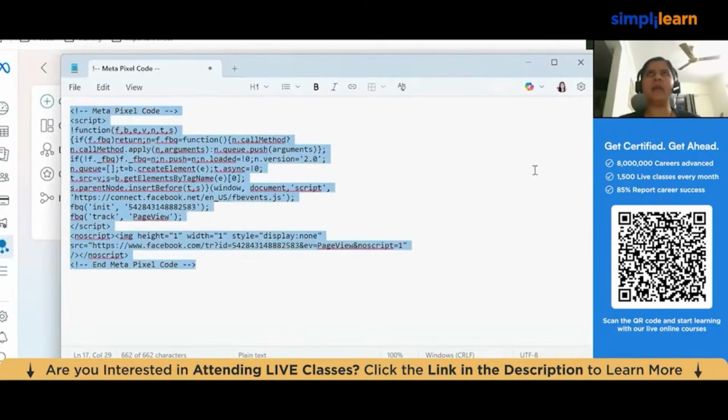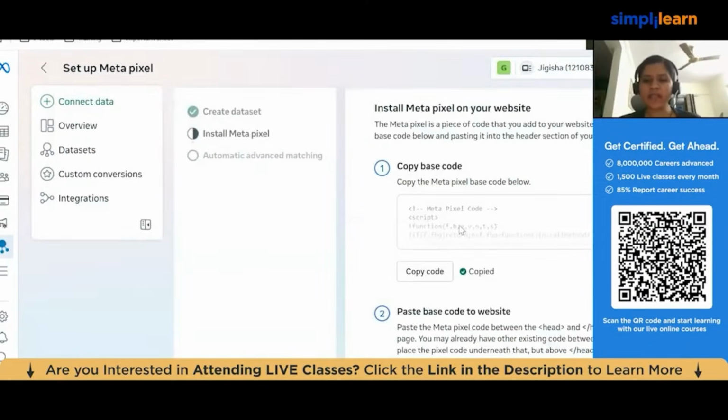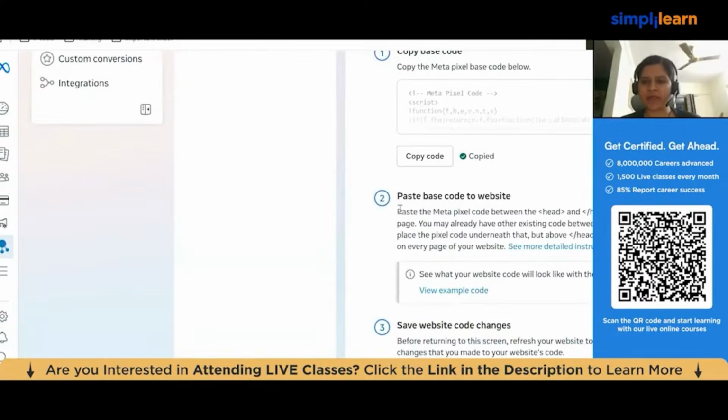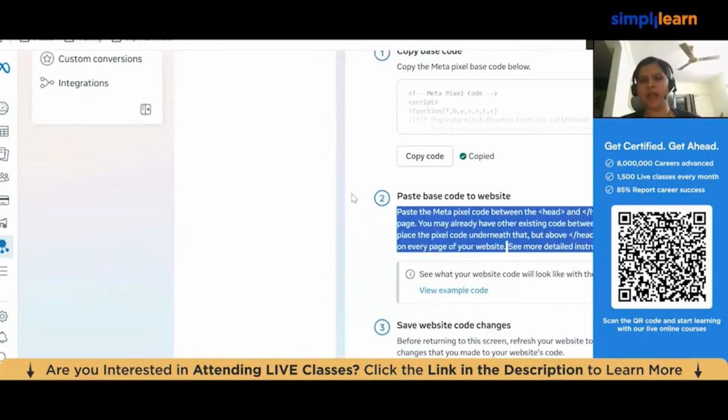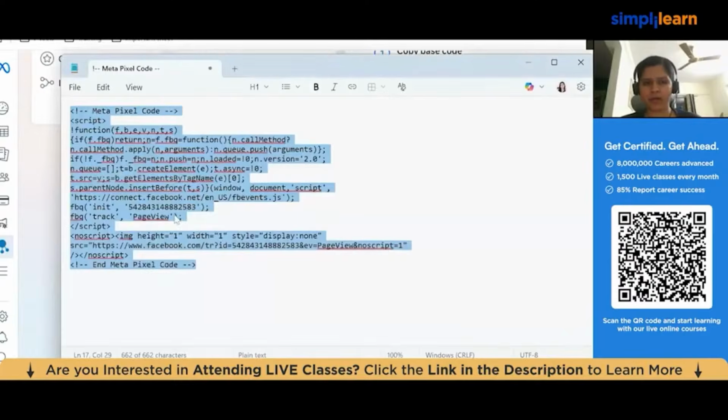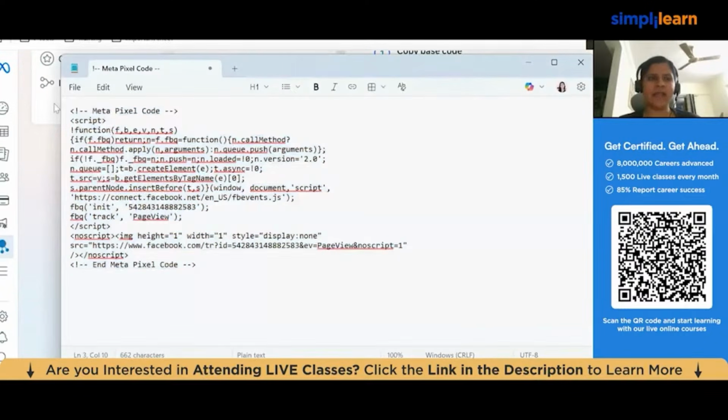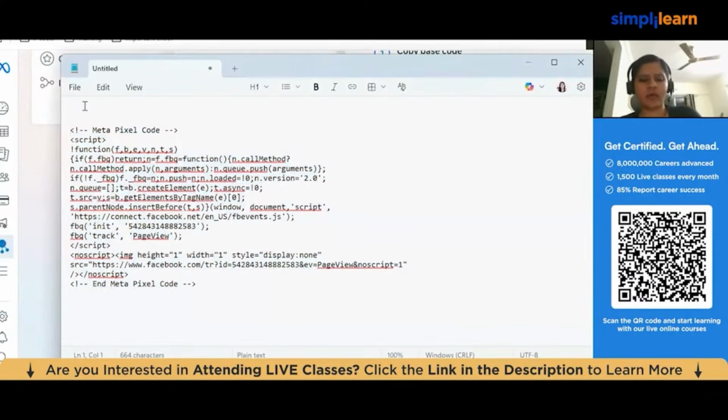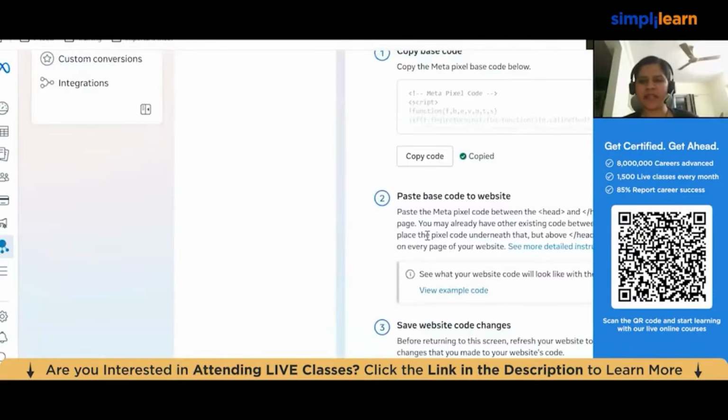Now, while Jessica gives this code to the developer, she also has to give them the instruction of where this code needs to be placed. Otherwise, how would the developer understand? So just below the code, they have given you the instruction as well. The code that I've copied right now is called either a base code or a page view code. This is the name of this particular code. And here they have given you an instruction, if you could read. It says paste the Meta pixel code between the head start and head end.